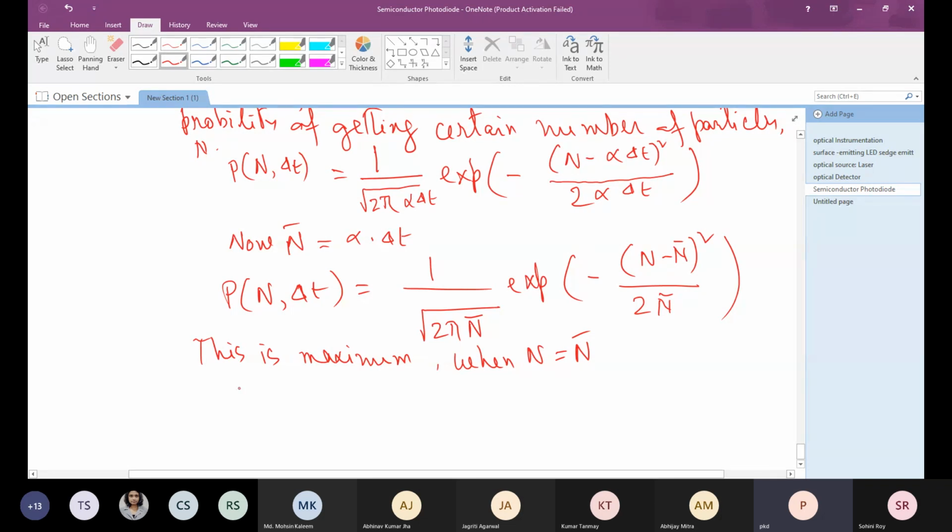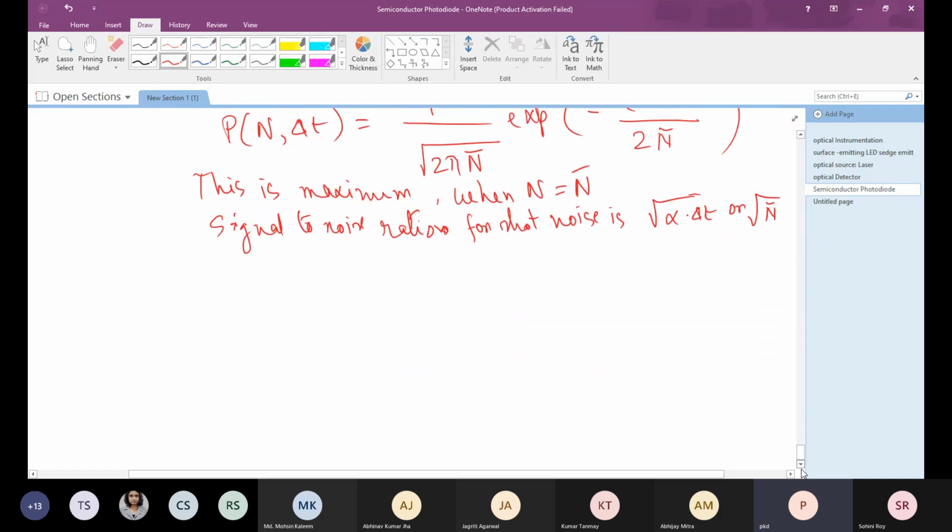And the signal to noise ratio for shot noise is square root of alpha delta t, or square root of n bar. So that way these are defined.